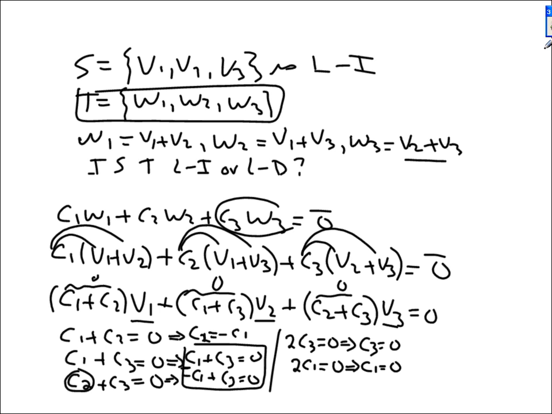C1 must be 0. But C2 is negative C1. C2 is negative 0, which means C2 is 0. Since all the coefficients are 0, we therefore have that T is a linearly independent set of vectors, because the coefficients had to be 0. There was no way around it. They had to be 0. I worked it out. They were 0. No question about it.